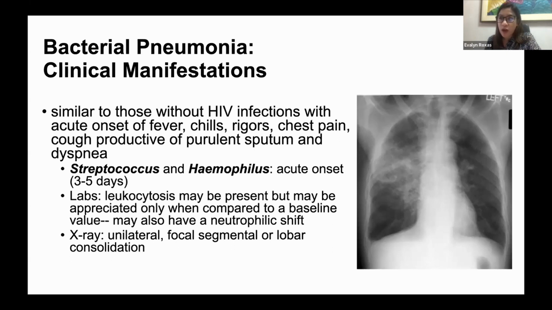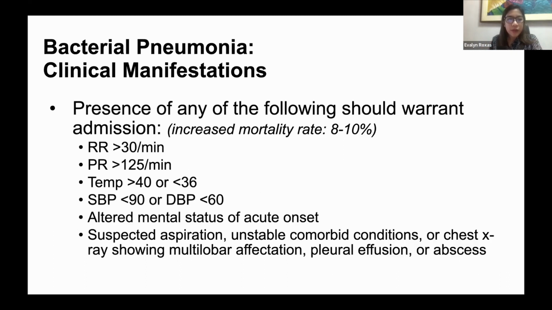On chest X-ray, you have the common pneumonia findings. So it's unilateral, focal segmental, or even lobar consolidation. Okay, so this is the definition of bacterial pneumonia. Presence of any of the following should warrant admission, no? The patient is tachypneic at a respiratory rate of more than 30, of course. That's not a good sign.